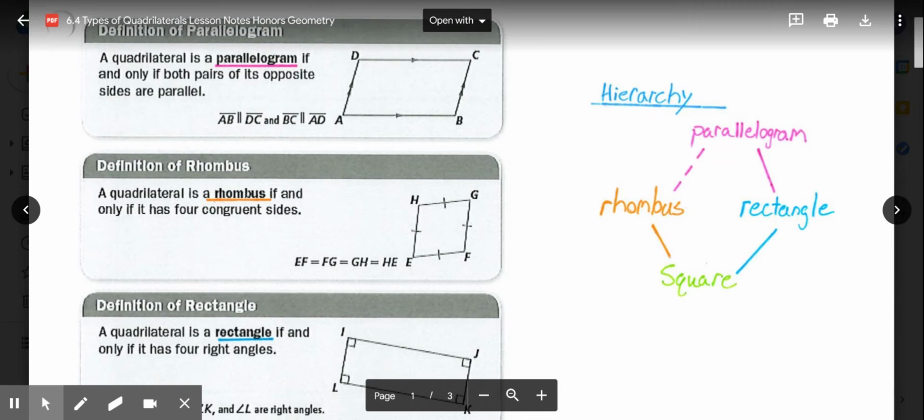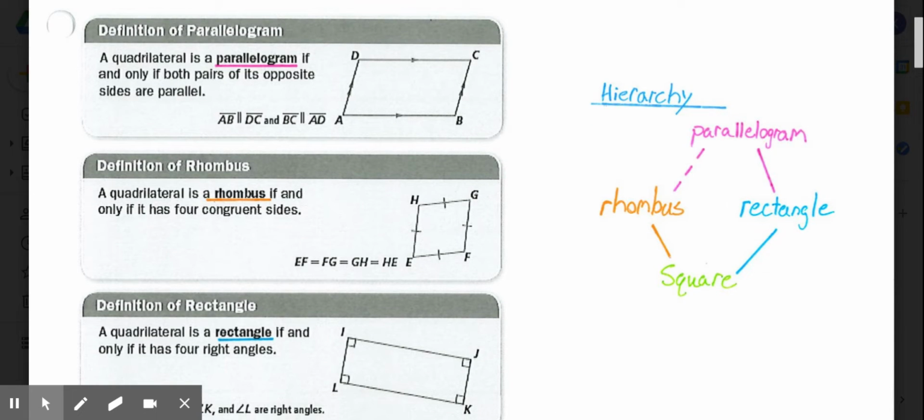The definition of a rhombus. A quadrilateral is a rhombus if and only if it has four congruent sides. So on this one, we're not concerned with the angle measure. We're looking at the four congruent sides.